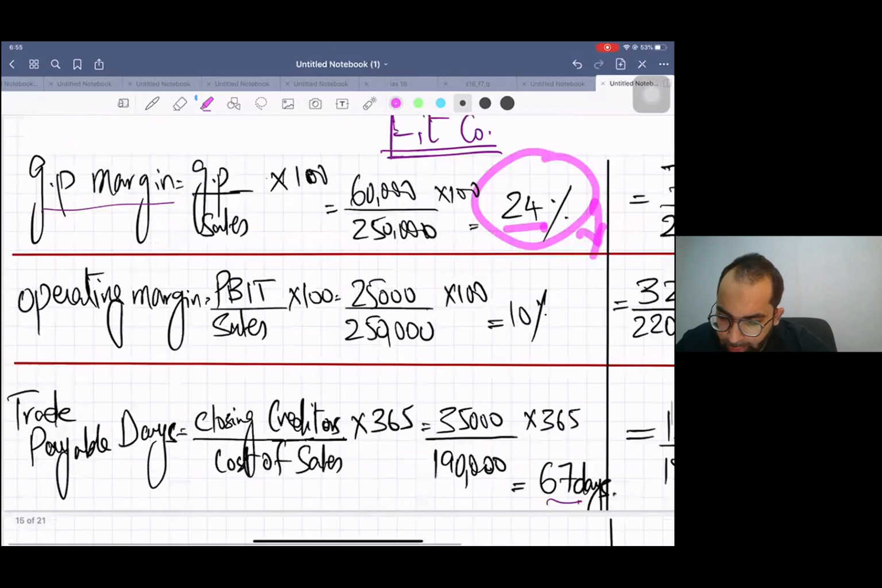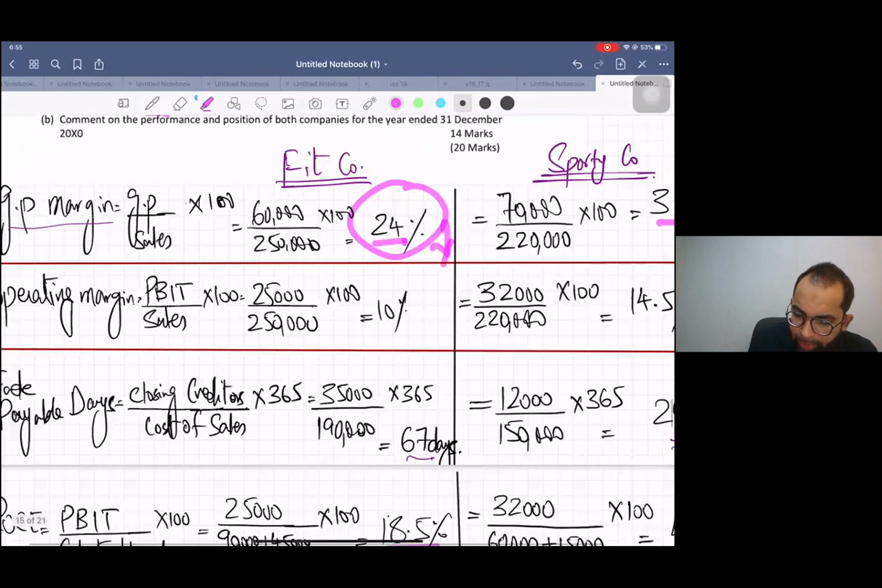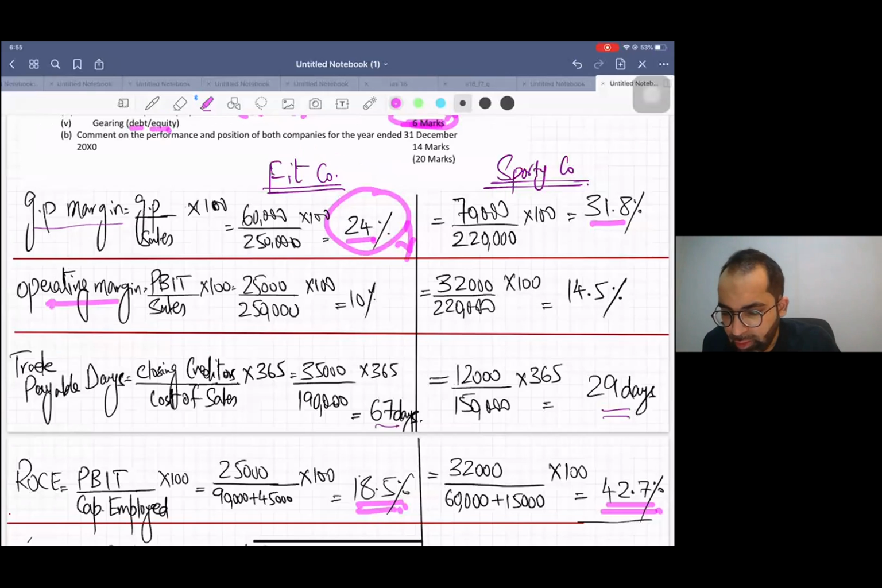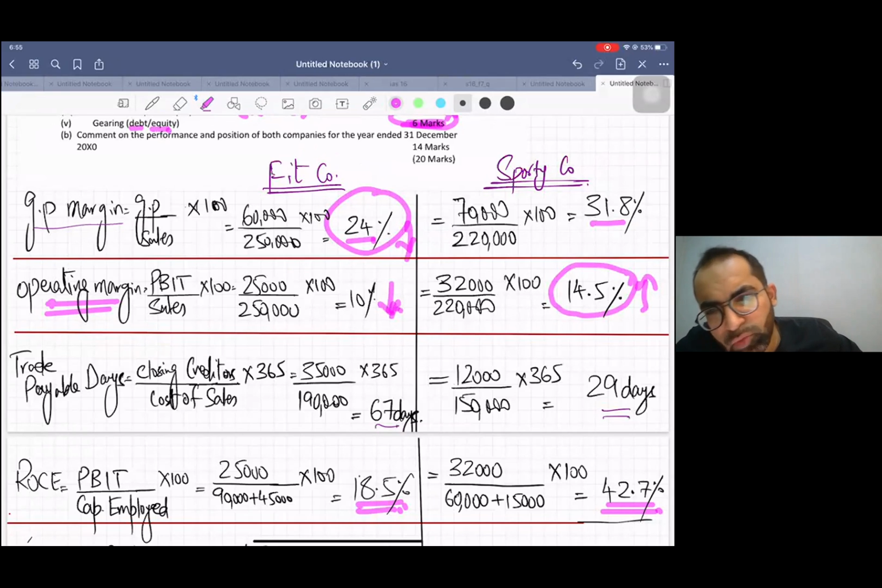Now, then come to operating margin. Operating margin of Sporty is higher and Fit company is lower. So one easy commentary, which I have normally taught you: the reason for the low operating margin of Fit company is low GP margin, because when GP margin is lower, operating profit margin will also be lower, because operating profit follows GP. One reason.